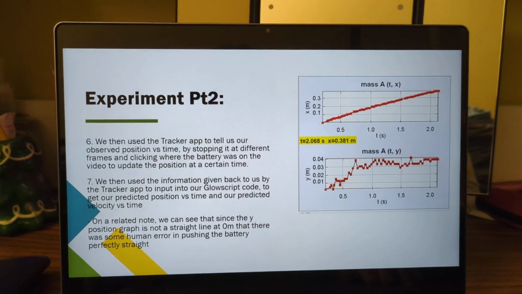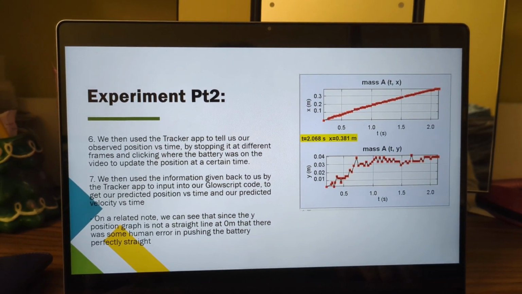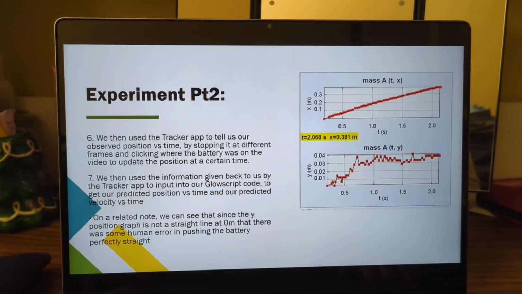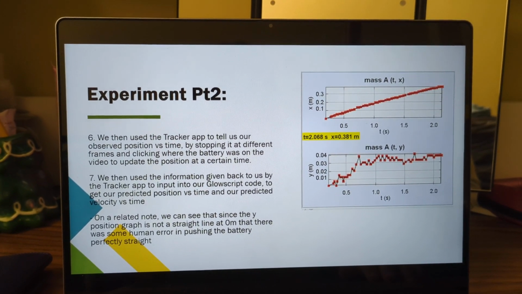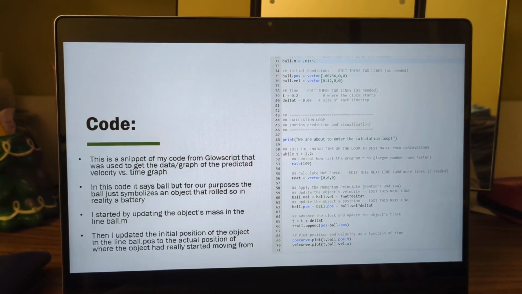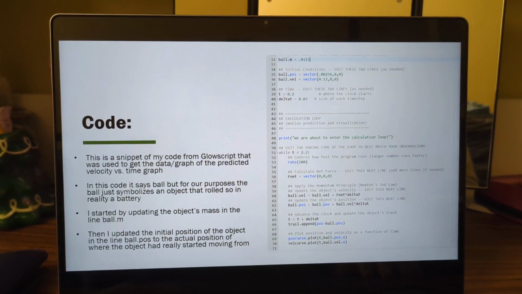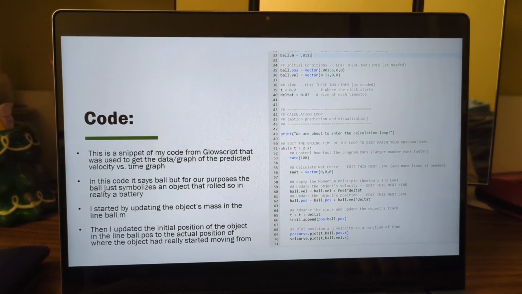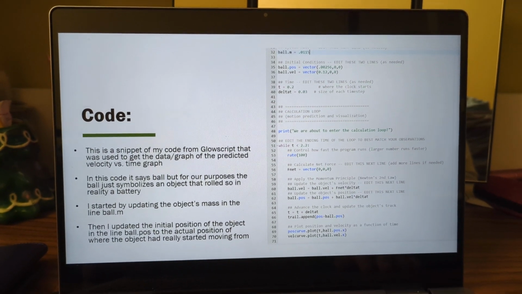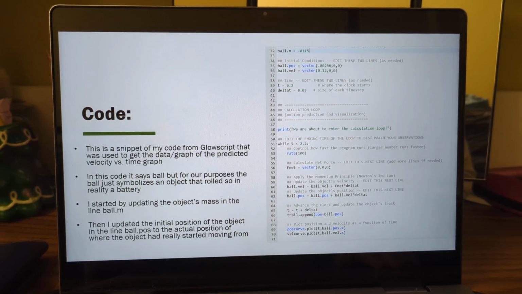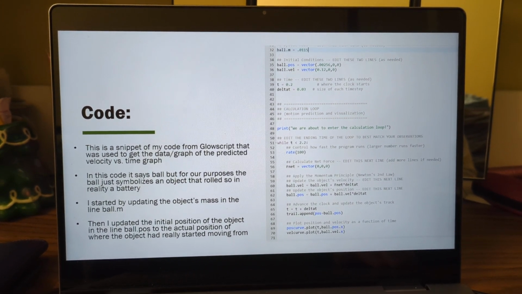On a related note, we can see on this y position graph that it is not straight. It's not a straight line at 0 meters, so that means that there was some human error in pushing the battery perfectly straight. Here's a snippet of my code from GlowScript that was used to get the data of the predicted velocity versus time graph. In this code, it says ball, but for our purposes, ball just symbolizes an object that rolled, so ours in reality was a battery.